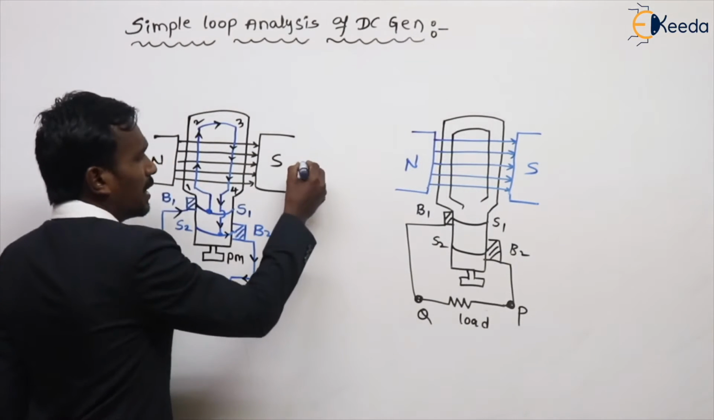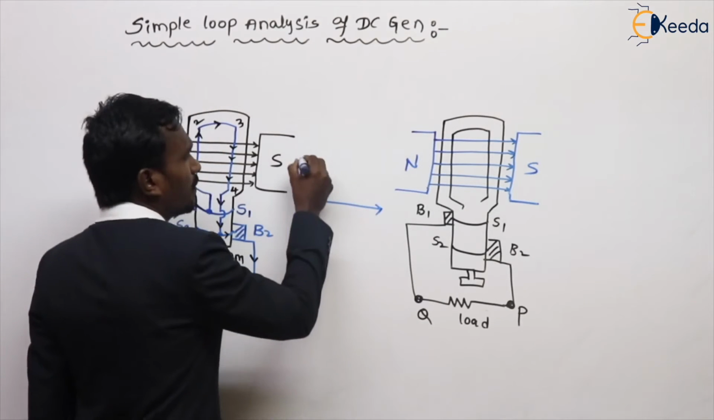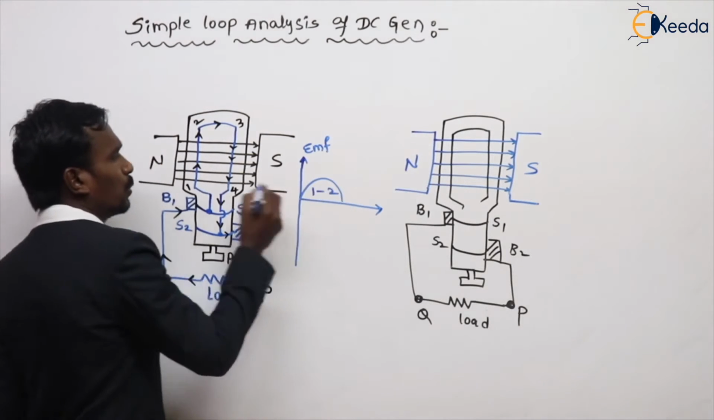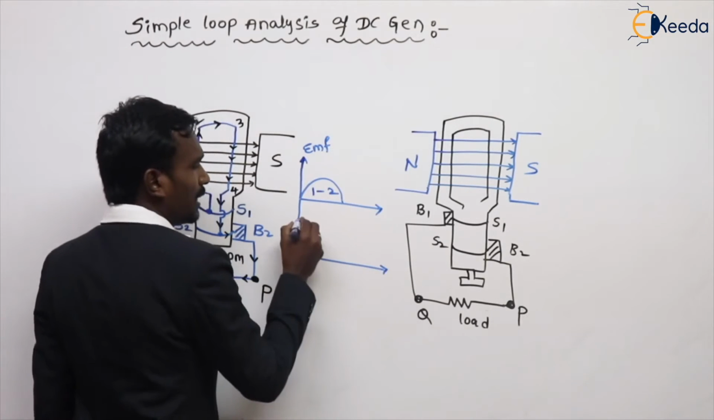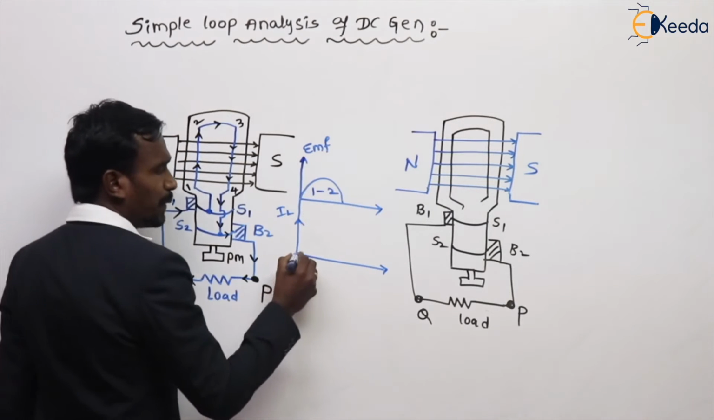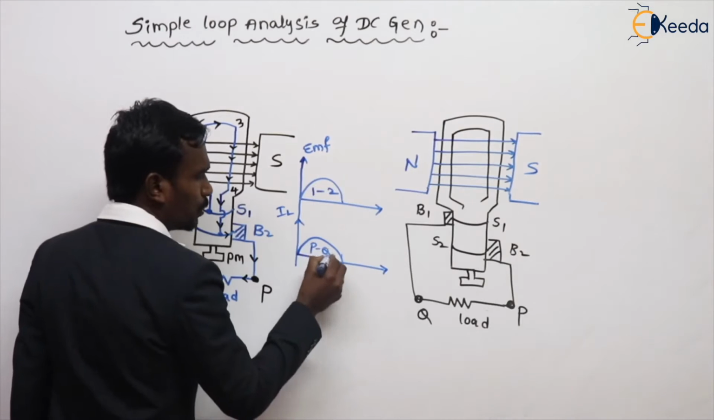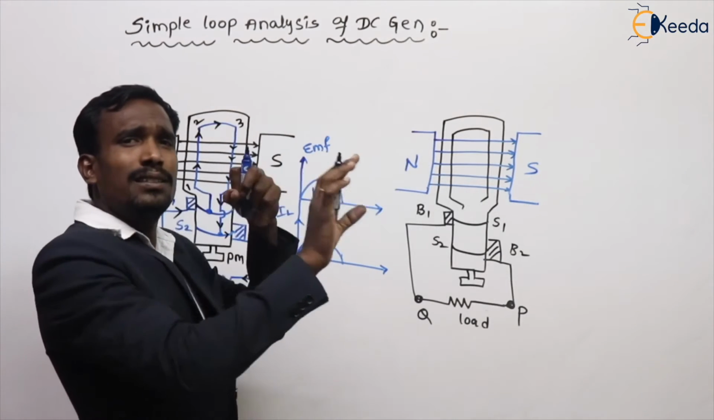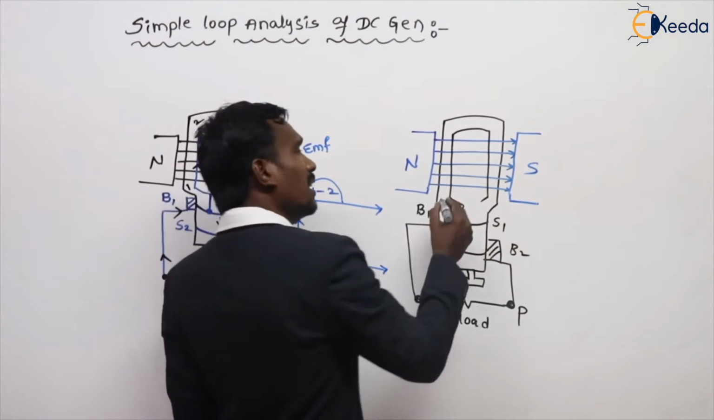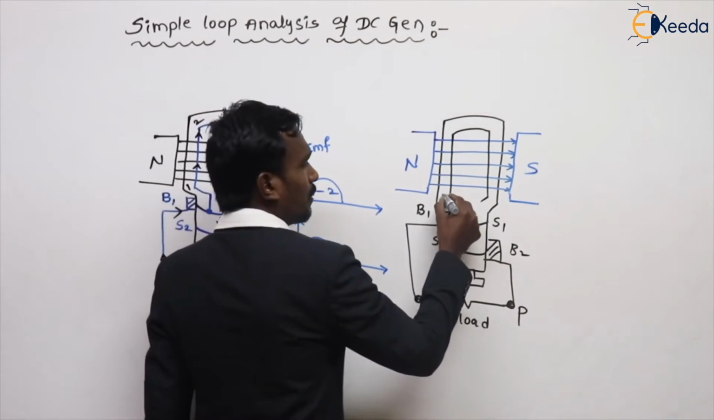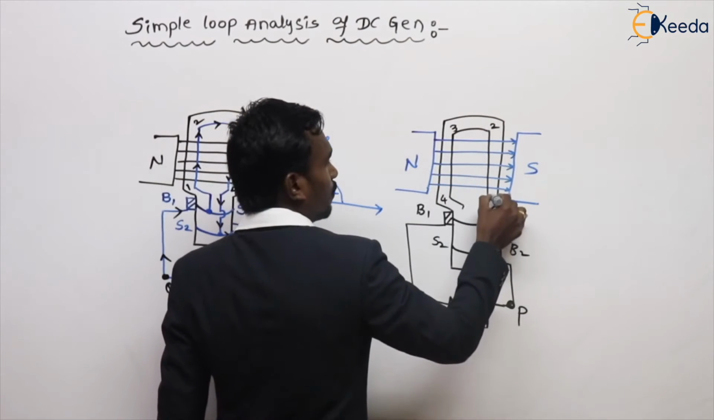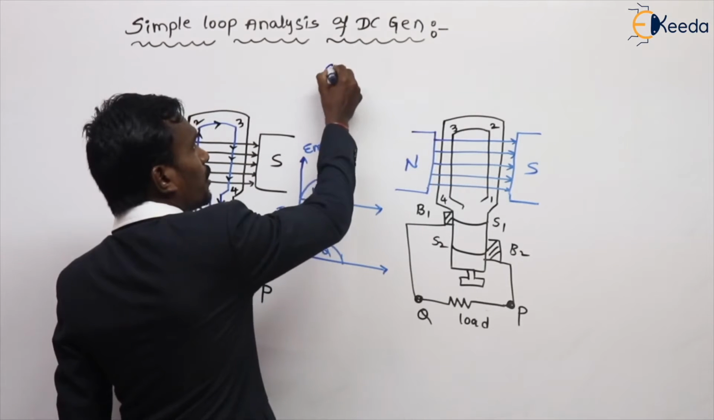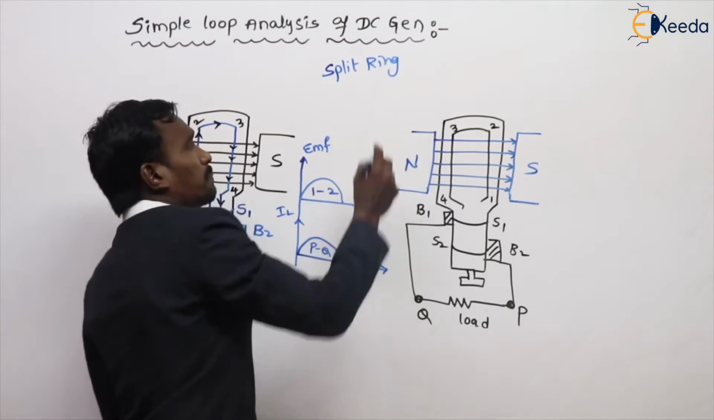Now, generally, in the first half of the cycle, the EMF induced in the armature winding is from 1 to 2, that is the flow of current, and the load current is from P to Q. In the next half of the cycle, after one revolution of 180 degrees, these conductors will change like this. This is the fourth one, and third, and second, and one. Now 1, 2 is one conductor, 3, 4 is the other conductor. But here we are using split rings. What are we using here? Split rings. The split rings are split here.